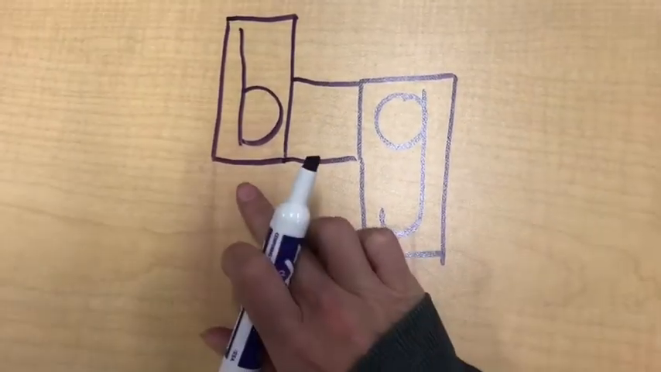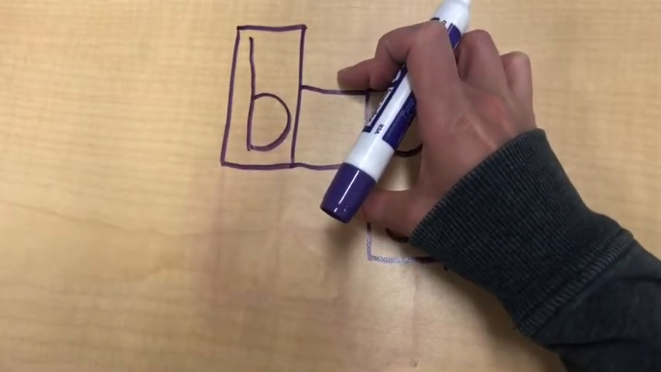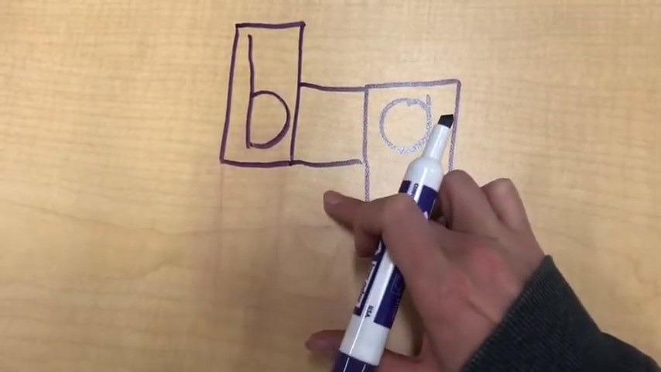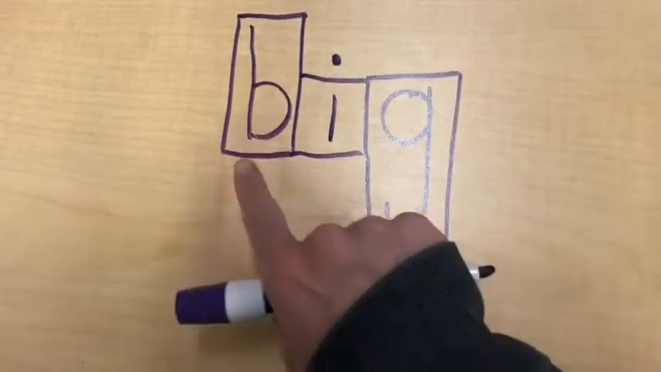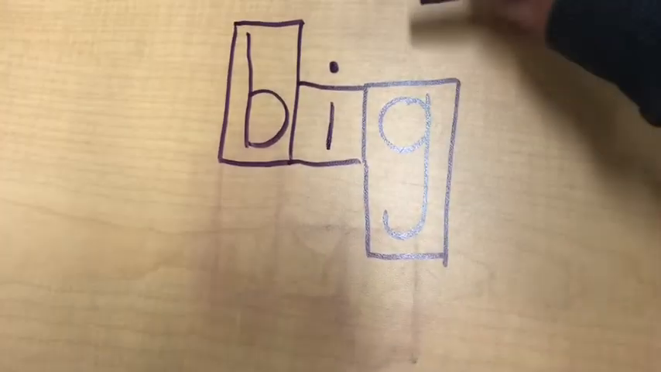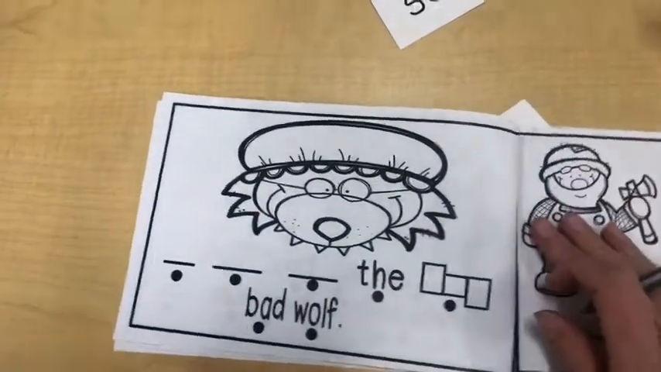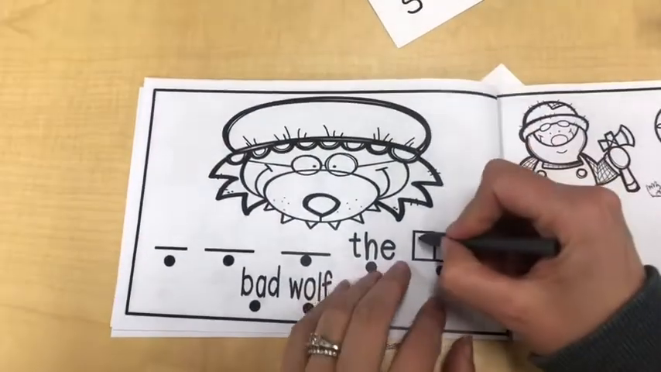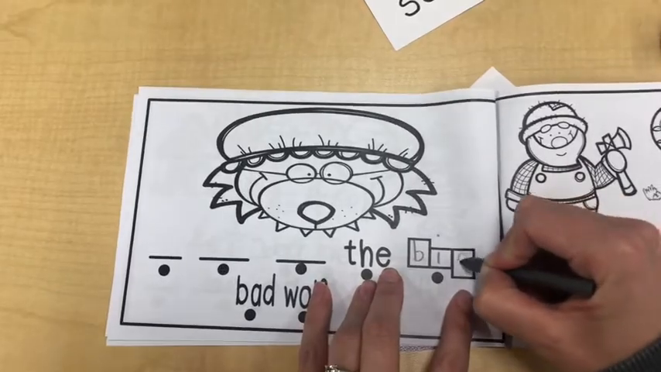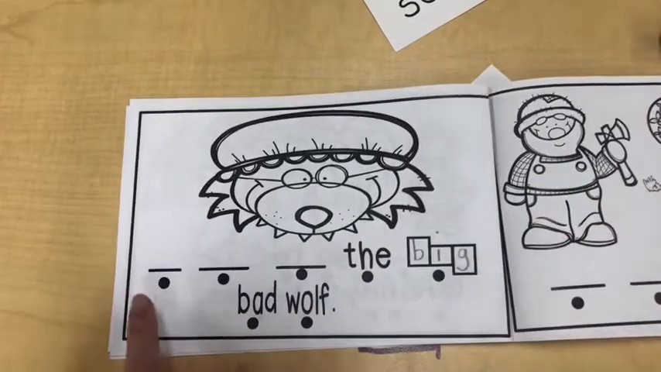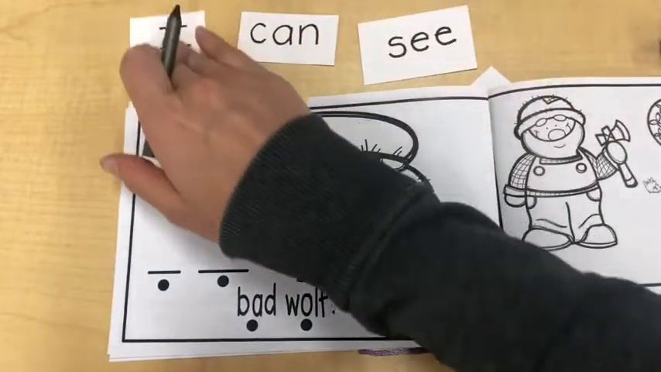B. I. G. So now we have to stop and we have to stretch it out to get that middle sound. B. I. I. I. Oh, that's our itchy letter. I. B. I. G. Now we know what it is. We can write it inside of our book. So let's write that one more time. B. I. G. Big. And I'm going to let you fill in the I can see part.